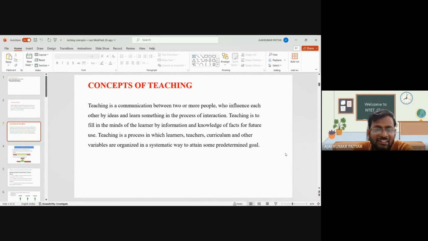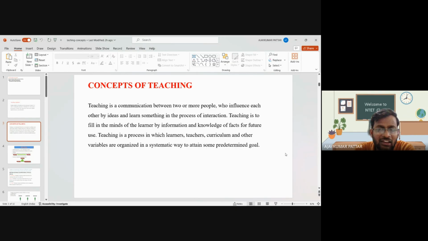Then teaching is a process in which learners, teachers, curriculum, and other variables are organized in a systematic way to attain some predetermined goal. What is this? In the teaching process, we need four things: learners, teachers, curriculum, and other variables. Other variables like the environment and other tools for teaching.